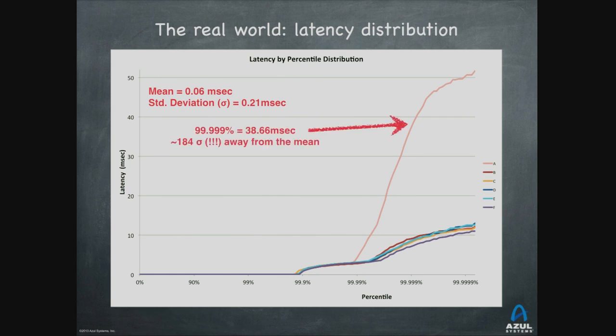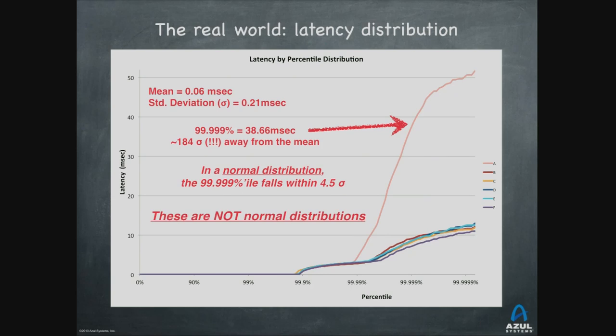So, now, note that the 5.9s of that line is that number, which is 184 standard deviations away from the mean of that data set. If you go back to your basic statistics math, in a normal distribution, the 5.9s fall within 4.5 sigma. So this is a little off. And there's no mistake in anything here. This is the actual data set with no loss in the data set. This is the actual mean and standard deviation math, and that's the actual 5.9s. And none of this contradicts anything. All this tells you is this is not a normal distribution. That's all it tells you, right?